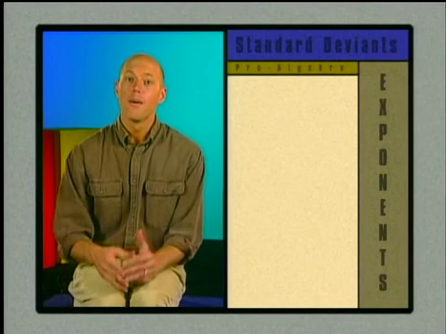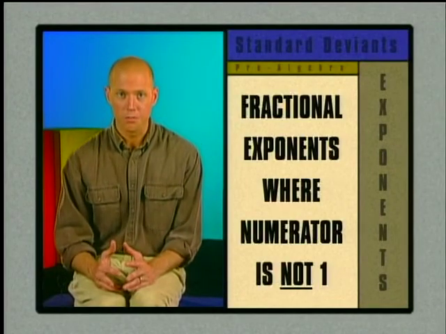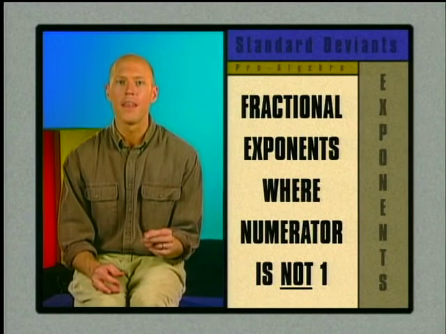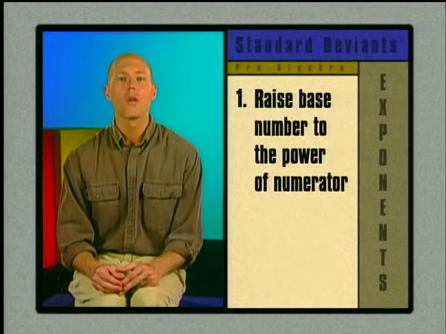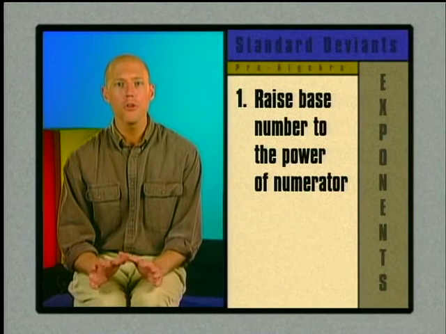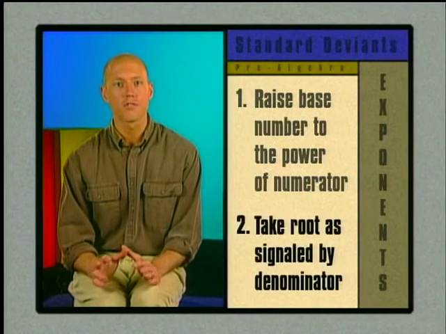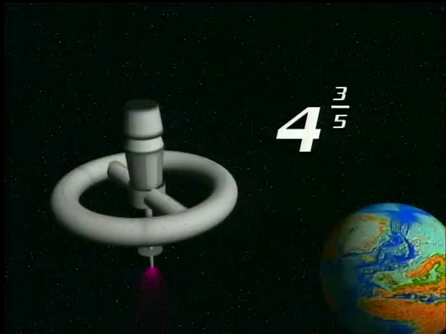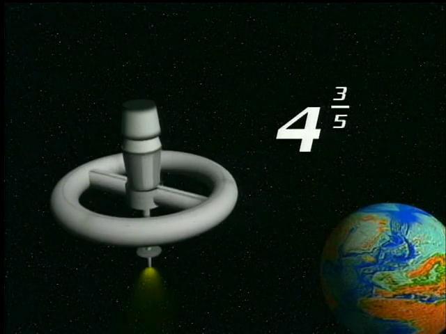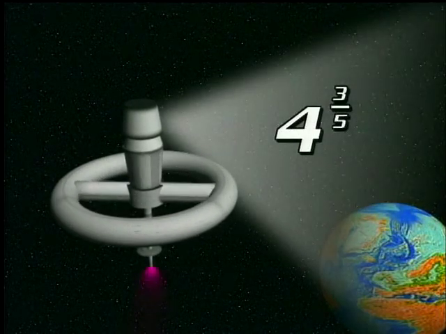But what if we had a numerator where the number was something other than 1? What do you do? Well, when we have a fractional exponent where the numerator is not a 1, we have 2 easy steps. We raise the base number to the power of the numerator and then take the root as signaled by the denominator.